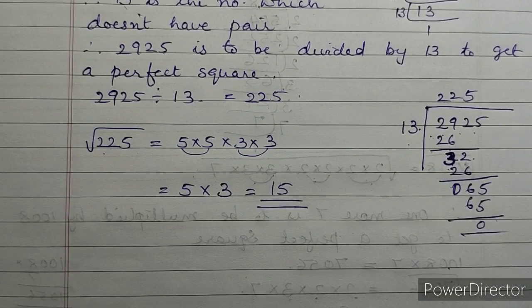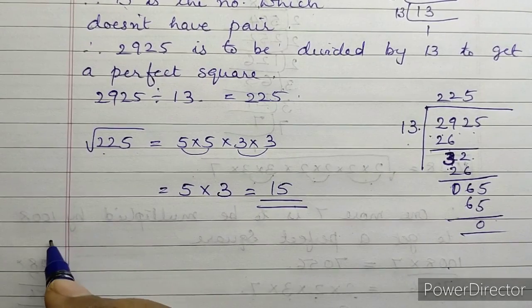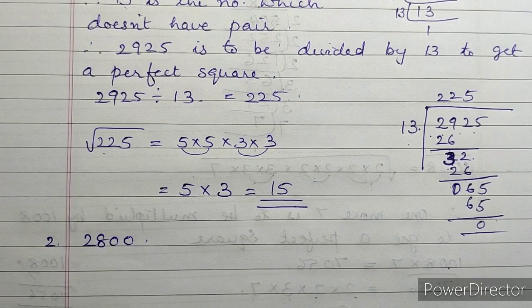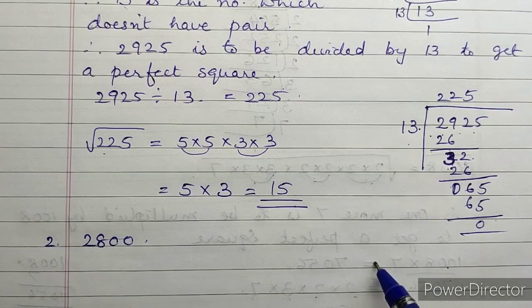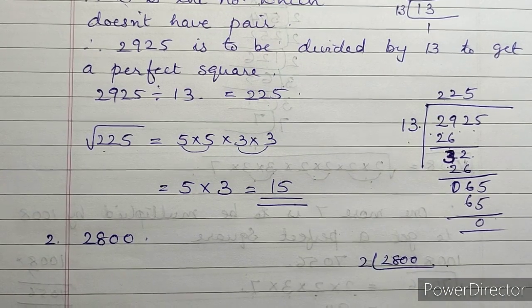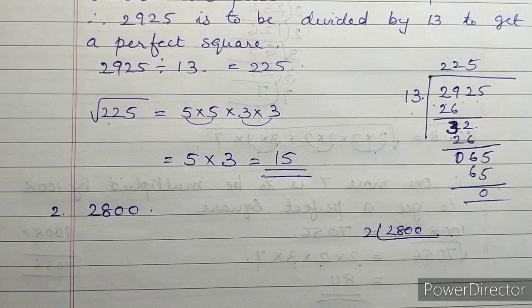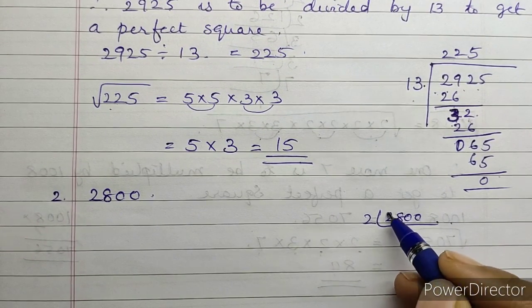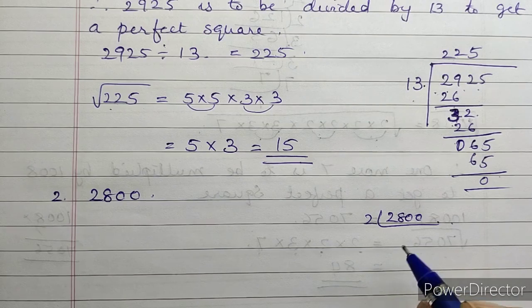So one more sum I will show you, of a similar type. The second question is 2800. With a similar method, you have to find the prime factorization. Now I hope you are thorough with the prime factorization method. Any number I give, you will be able to do, I think.